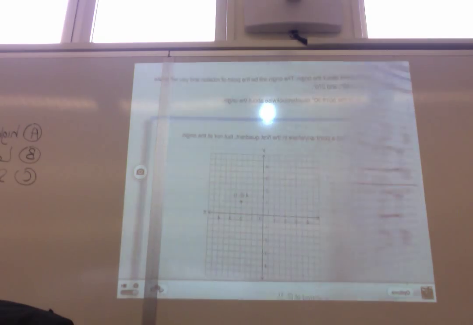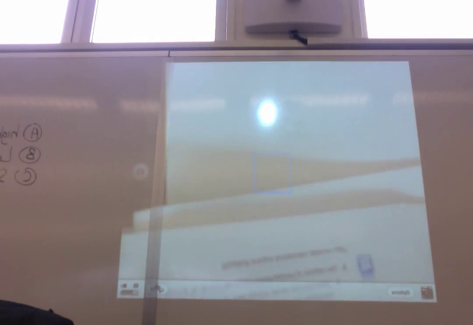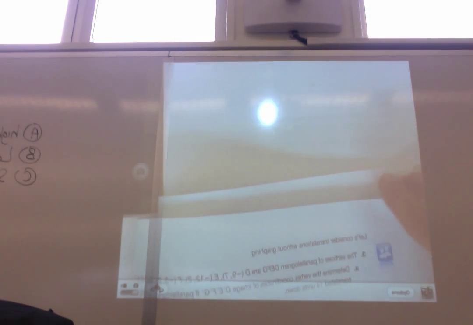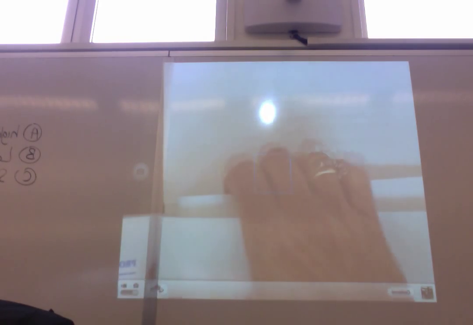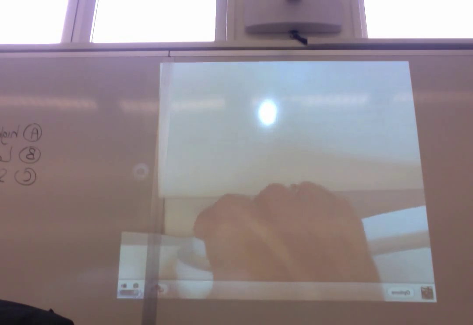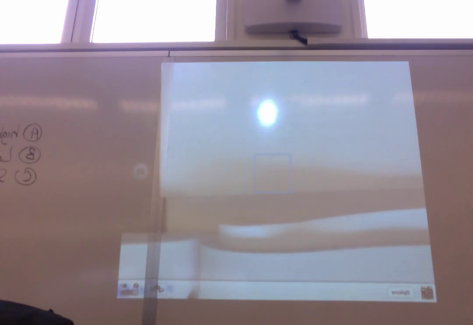Flip the page. Uh-oh, I lost my little trapezoid already. Where are you? Come back. There we go. Hold on to that little shape we cut out.